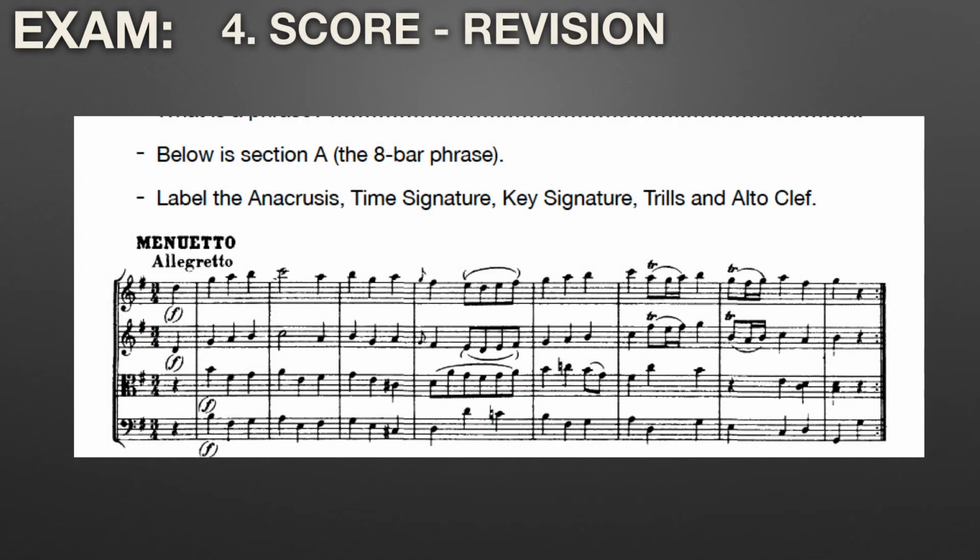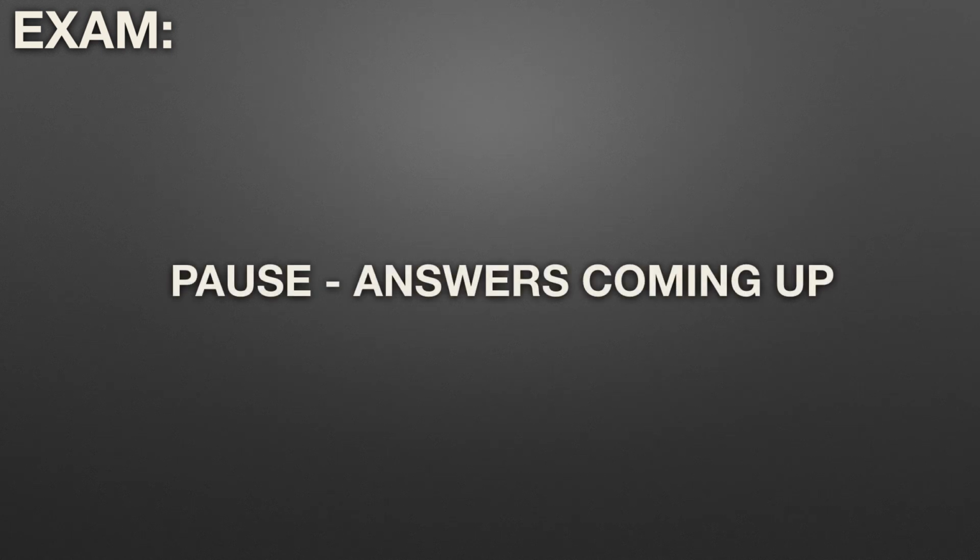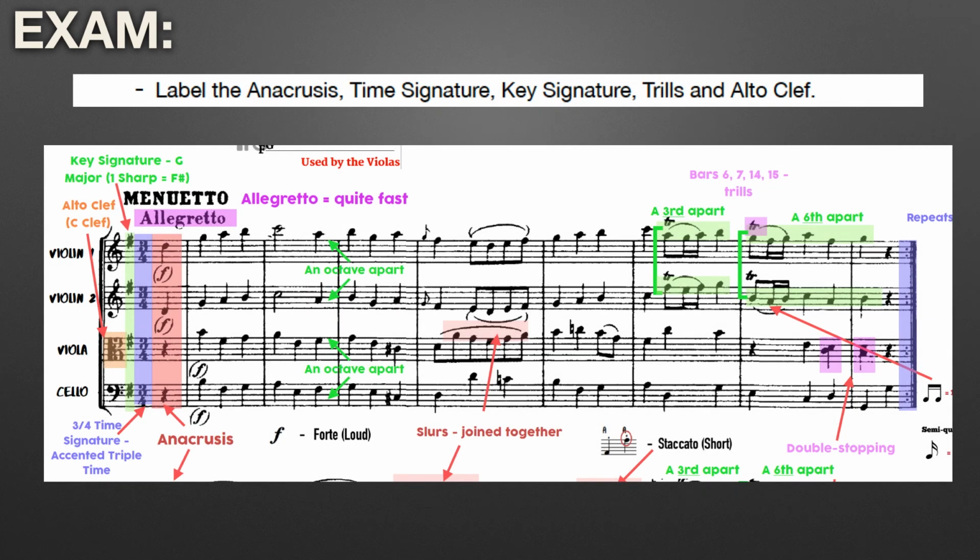Okay, now this is from the revision sheet that I have given you, okay? So I'm going to deal with a couple of the questions in here that are tricky. First one is label the anacrusis, the time signature, the key signature, the trills, and the alto clef. Those are 5 different terms that you need to know. Answers are coming up. You can check this against what you put. And all the answers are there. So you have to look for the word anacrusis, you have to look for the word time signature to find where all of those things are.